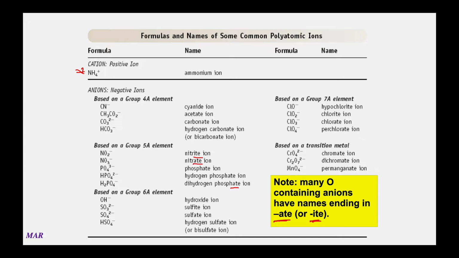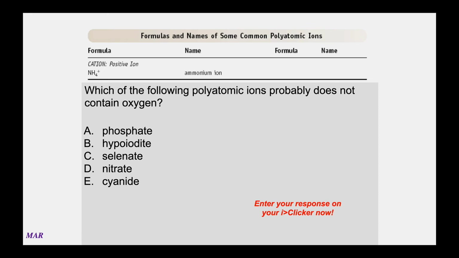So "-ate" and "-ite" usually mean that there's an oxygen in it. There are some exceptions, but that's a pretty good overview of some of these. So that's another little hint here to figure things out. Which of the following polyatomic ions probably does not contain oxygen?